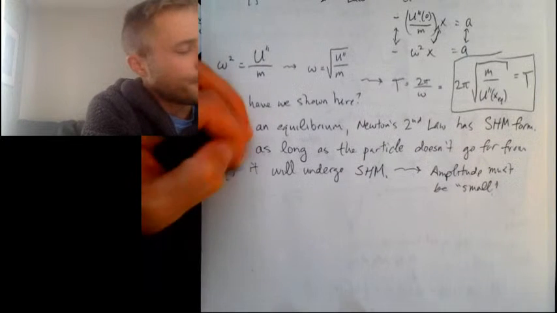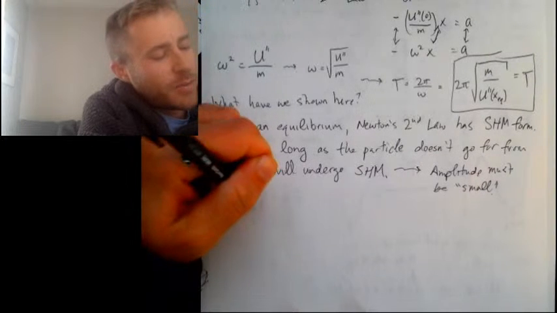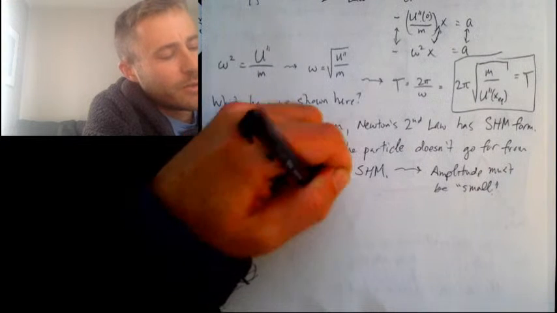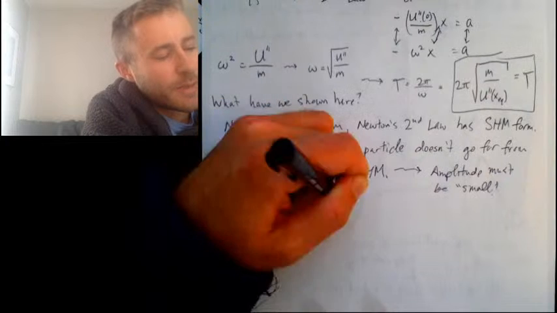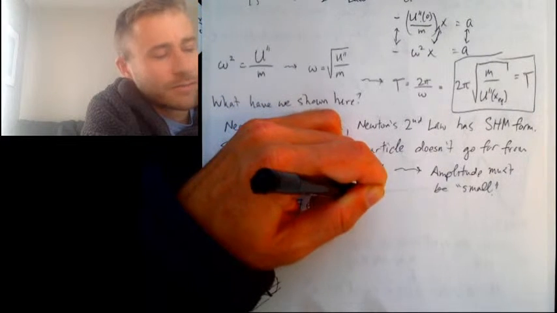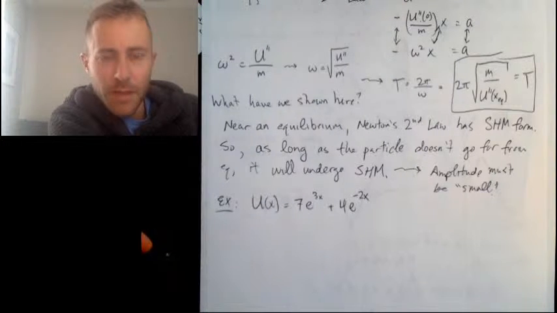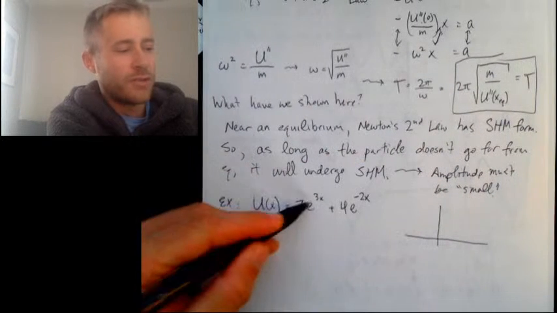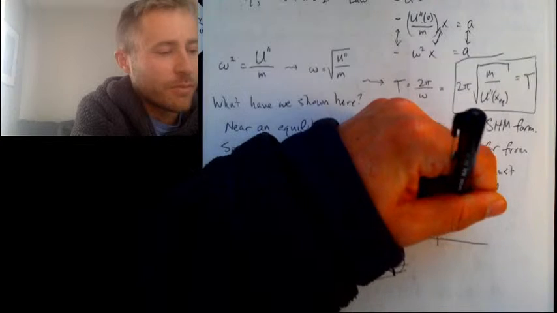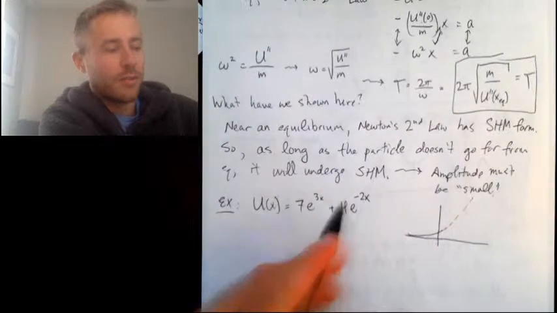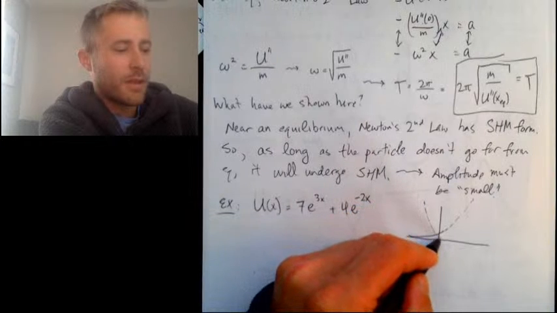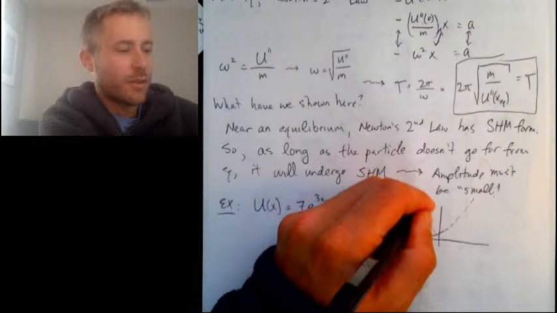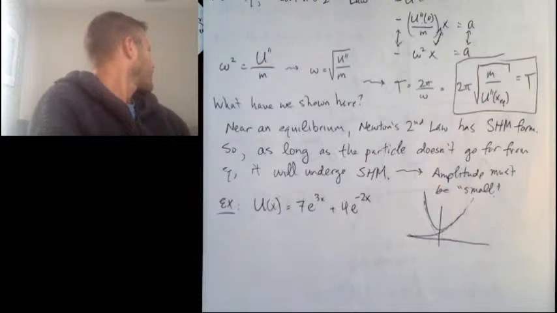So let's do an example. What if we have a potential that is given by maybe 7e to the 3x plus 4e to the minus 2x. So this is some weird potential. 7e to the 3x is exponential growth, so it's going to look like that. E to the minus 2x is exponential decay, that's going to look like that. So if we add these two potentials together, we're going to get something that looks like this.